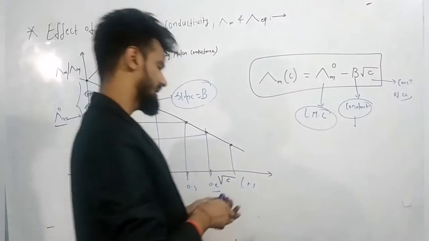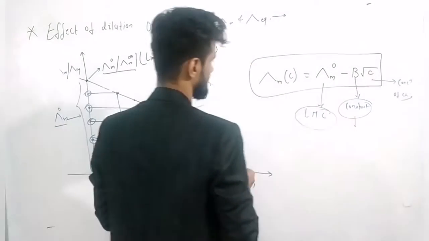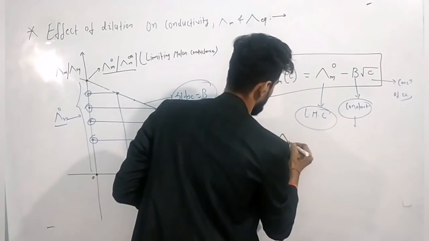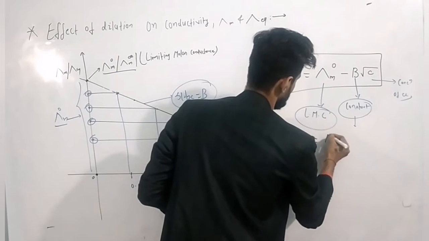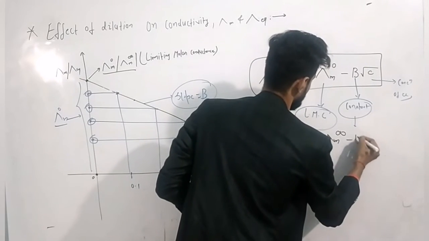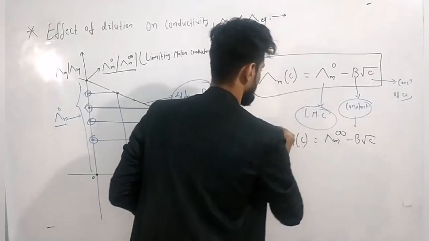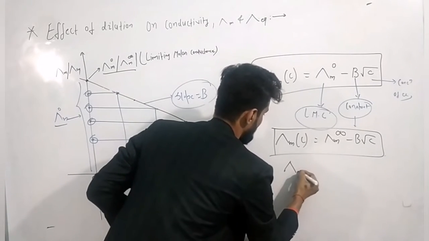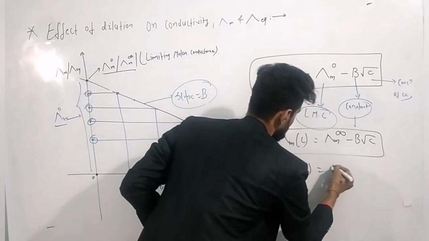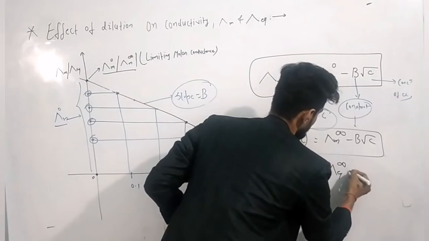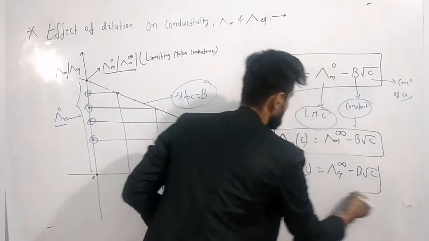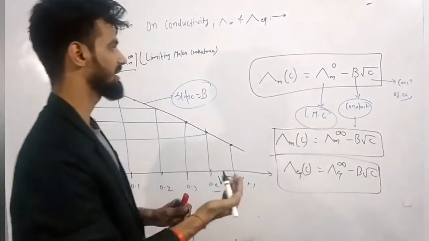Sometimes they write the equation in the form kappa molar at any concentration equals kappa molar infinity minus B root C, or it can also be written as kappa equivalent at any concentration equals kappa equivalent at infinity minus B root C. Whichever form is given, you just have to understand the basic things.